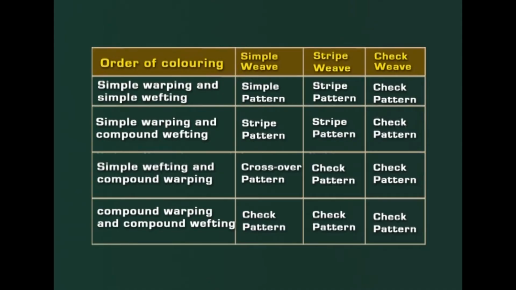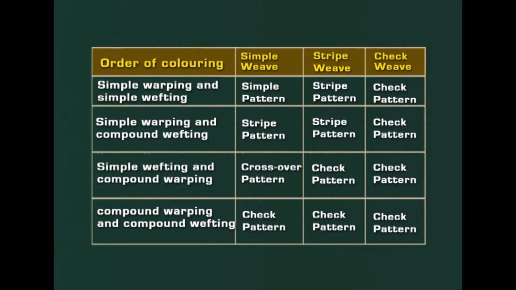So, the style of pattern which is produced by the combination of these things can be in such a way that if we take the first, simple warping and simple wefting order, then we find that a simple weave will have a simple pattern, and a stripe weave will have a stripe pattern, and a check weave will have a check pattern. Then coming to the second order of coloring, like simple warping and compound wefting, we find that the simple weave will have a stripe pattern, and in case of stripe weave it will have a stripe pattern, and if it is a check weave then it will be a check pattern that can be woven.